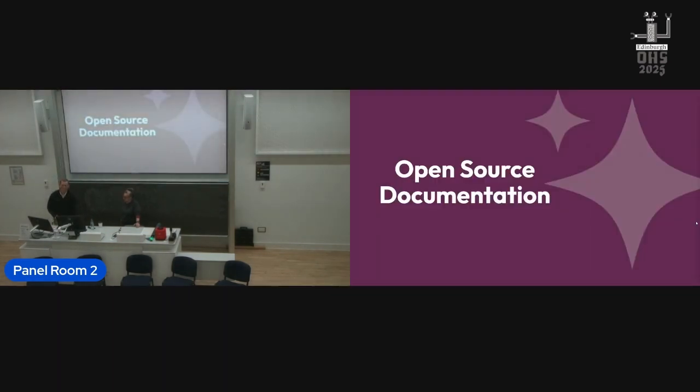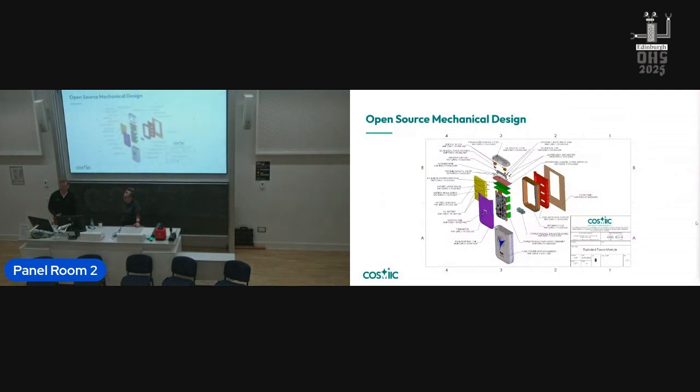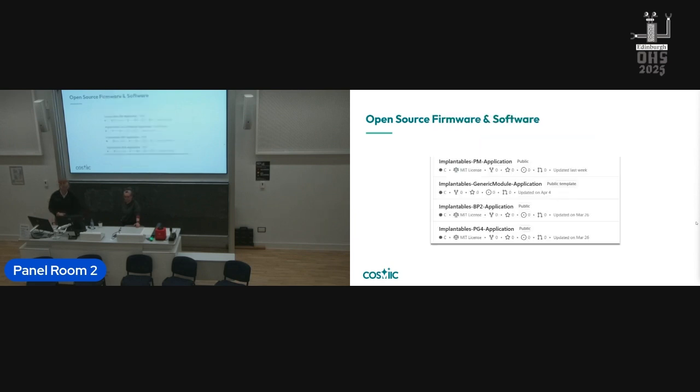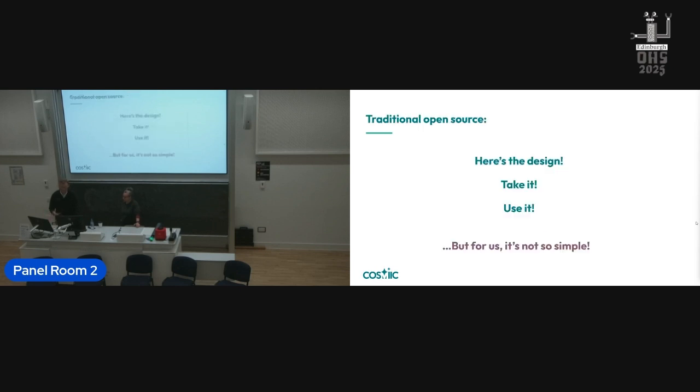So let's make it open source. We put out mechanical designs, we've put out PCB files, we moved from Altium to KiCad to make it easier to interact with. We've put out firmware and software for controlling it. We've cut out certain proprietary software tools to make this more and more accessible to research groups like us. And now that should be it for an open source project.